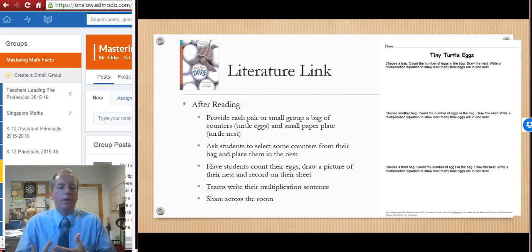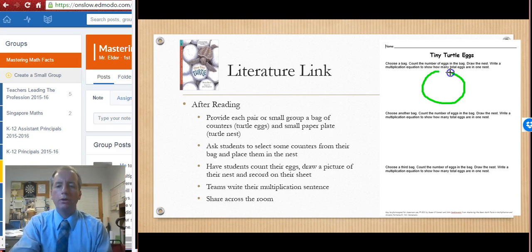They're going to draw the picture of their nest, and they're going to record that on their sheet. And then the teams are going to write out their multiplication sentence. So we have a worksheet again that you could use or not use. So they're going to draw out their nest, and they're going to put their eggs in their nest. So here we go. To make this simple, we'll say that this group chose 3 eggs, so they're going to draw that in there.